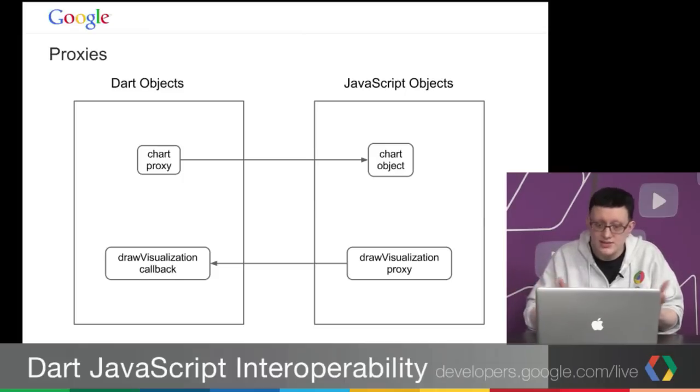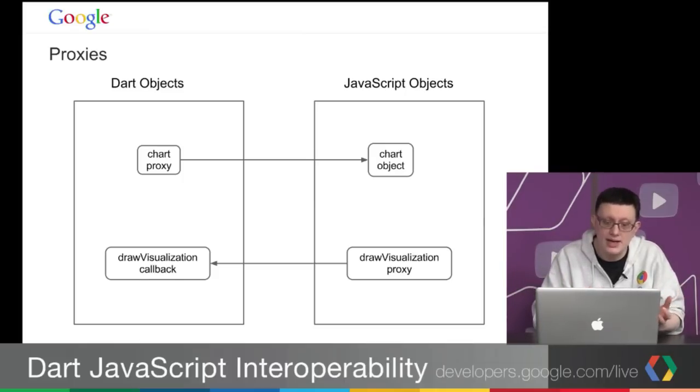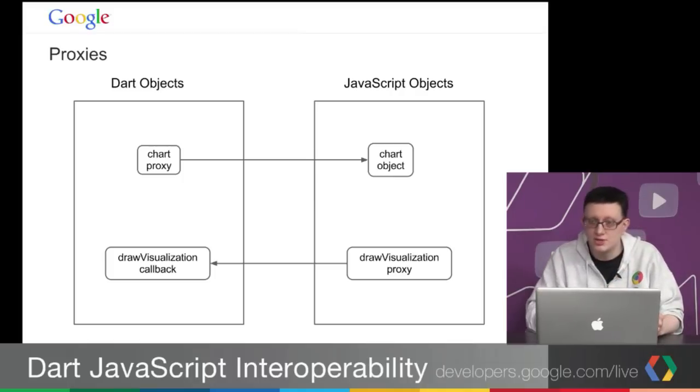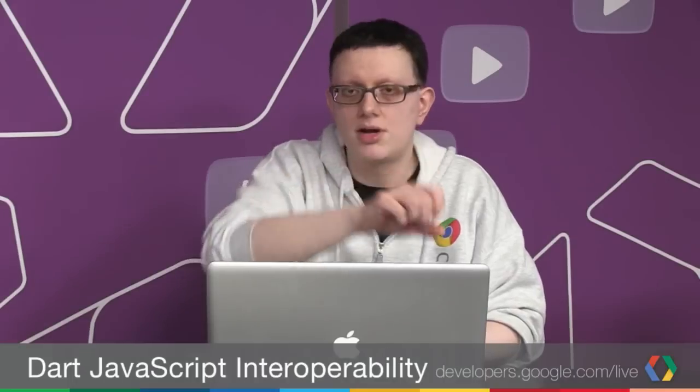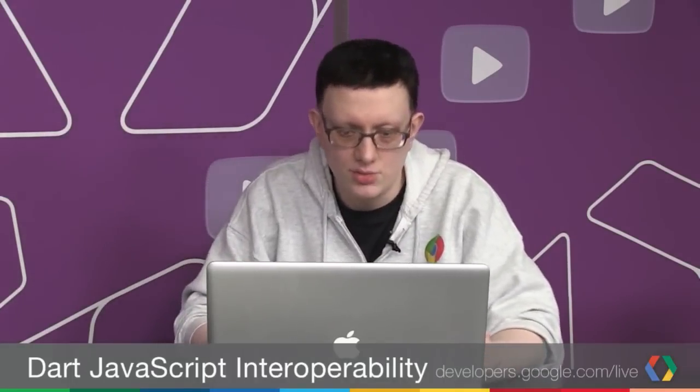Going the other way, we had this draw visualization callback, as well as the other display callback in our Twitter one, which looks exactly the same as here. And we were able to materialize that as a proxy on the JavaScript side. So JavaScript can call into Dart. Dart objects can reach into JavaScript going the other way around.